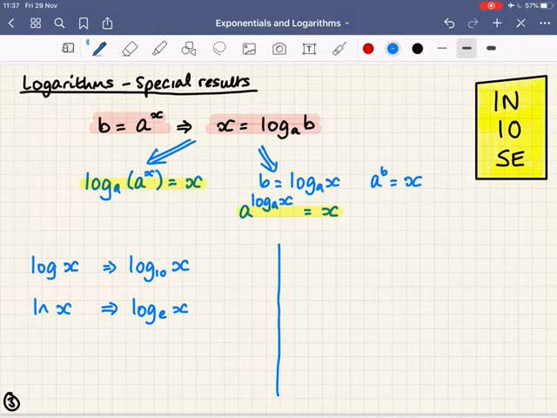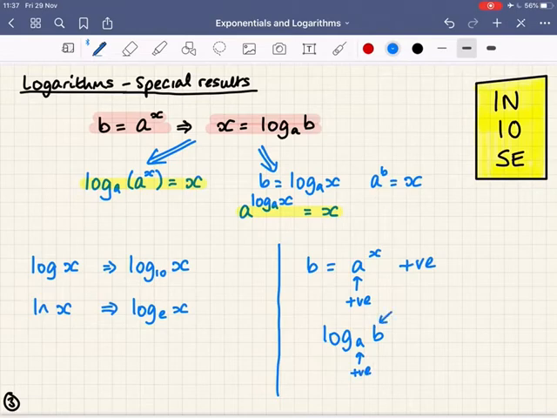And one other thing about what are permitted values, if we've got b equals a to the x, and if we're saying that a must be positive, then the result, b equals a to the x, must also be positive, because when you raise a positive number to any power, whether it's positive or negative, it will give a positive result. So if I have log to base a of b, then a is positive means b must also be positive. In other words, it's not possible to take the log to base a of a negative number. That b will always be positive. So bear that in mind.